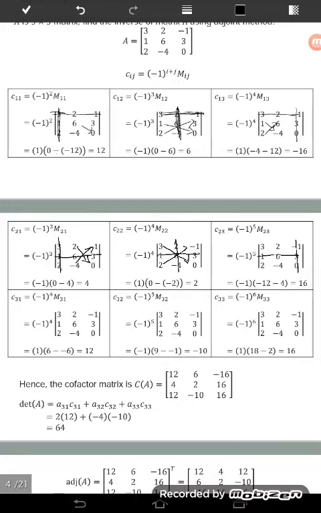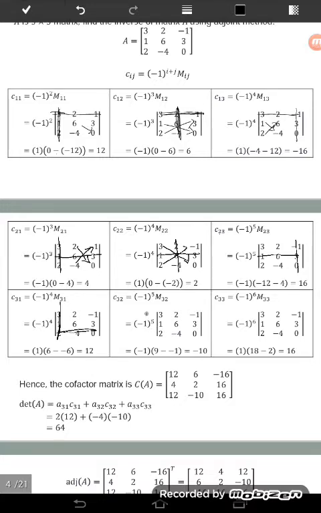And here C31, M31. So close row number 3 and column number 1, and then calculate. Power of 4 because 3 plus 1. So we have the answer here, 12. 2 times 3 is 6, and 6 times negative 1 is negative 6, so minus negative 6.